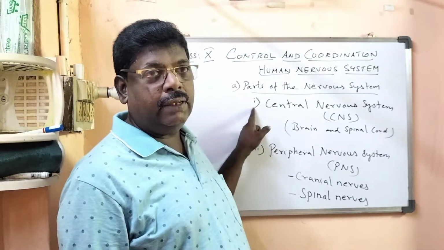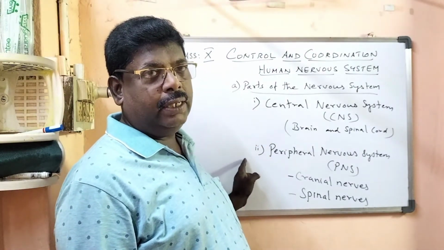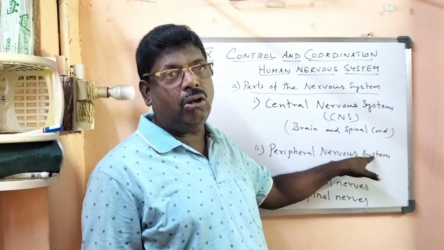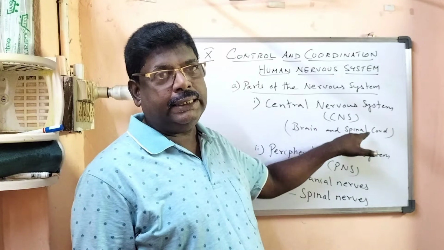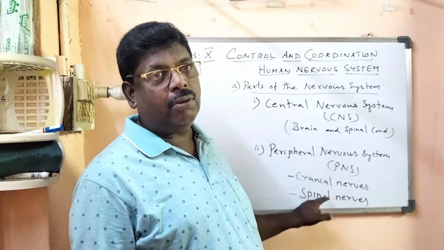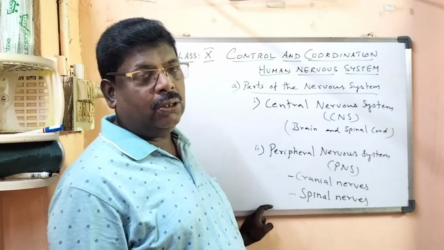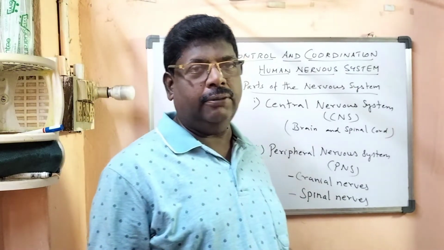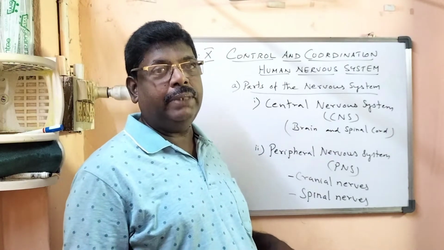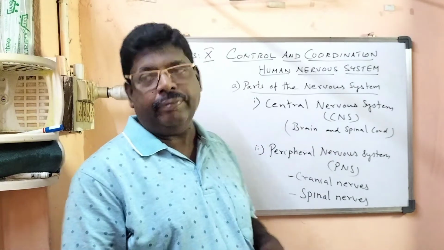One is central nervous system. The other is peripheral nervous system. Central nervous system consists of brain and spinal cord. This is also known as the CNS. Second one, peripheral nervous system, called PNS. It includes cranial nerves and spinal nerves. Cranial nerves arise from the brain and spinal nerves arise from the spinal cord.